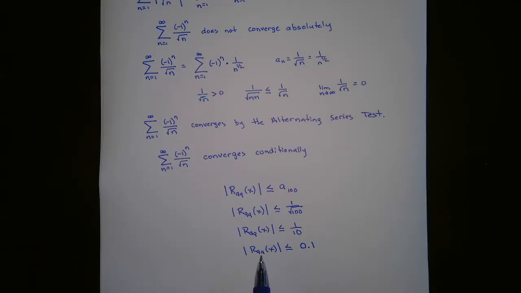All right, because our error, this is our error right here. It has to be less than this number right here, or equal to it. So this is the upper bound of it. All right, let's go to example number 3.